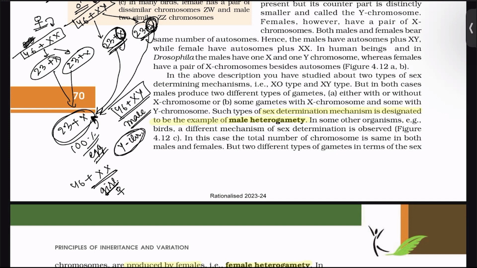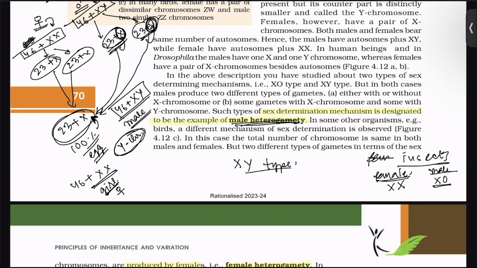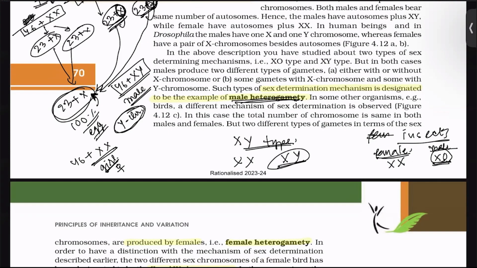So in mammals or in humans, the type of sex determination that we have is XY type. It is known as male heterogamy. What was happening in insects was females had XX and male had XO, so it was also male heterogamy. And in humans or mammals, female have XX and male have XY. So it is also male heterogamy. This type of sex determination is known as male heterogamety.